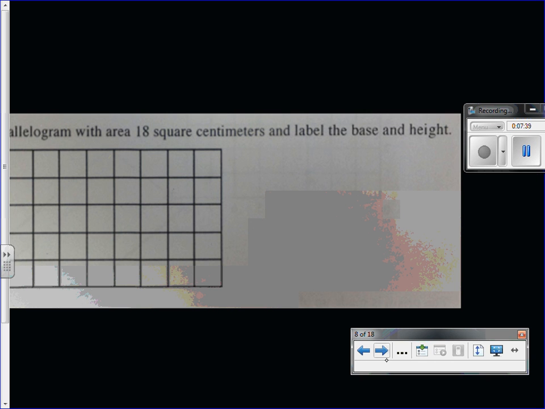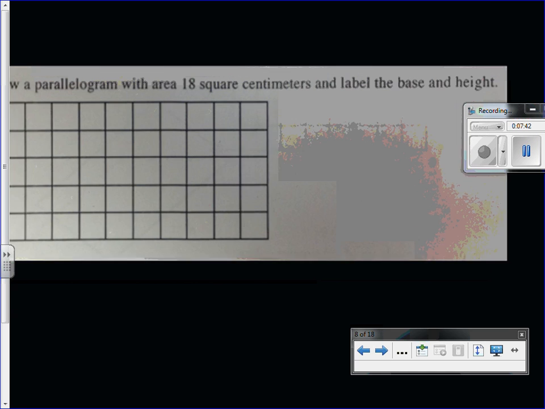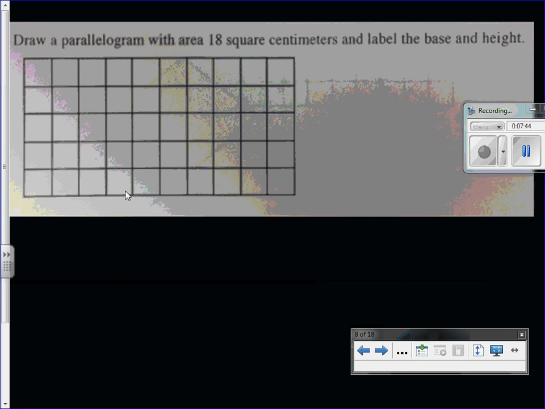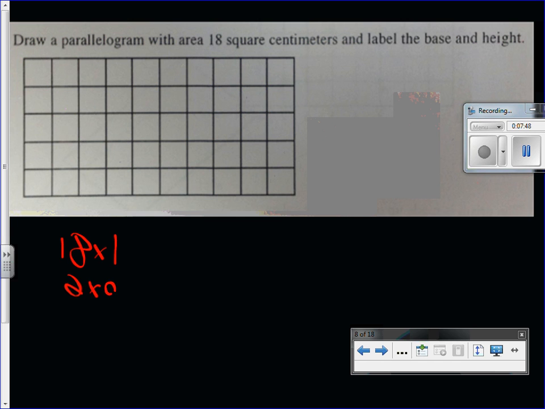Parallelogram with an area of 18 square centimeters. Well, how many different ways can we get to 18? We can go 18 times 1. We can go 2 times 9. We can go 3 times 6 to get to 18. We just have to decide what we want to draw. Let's go with this one.